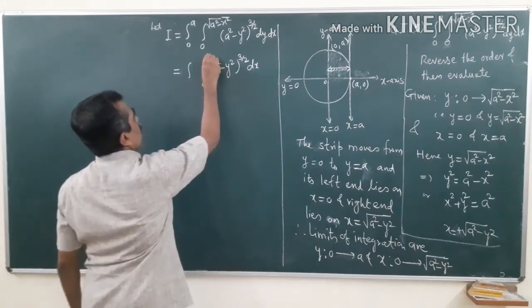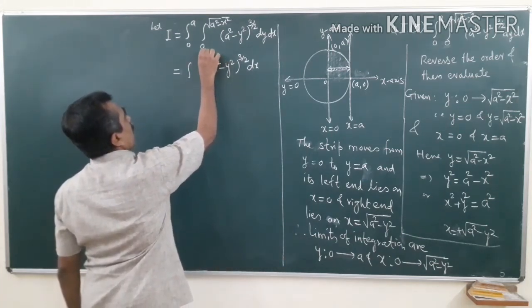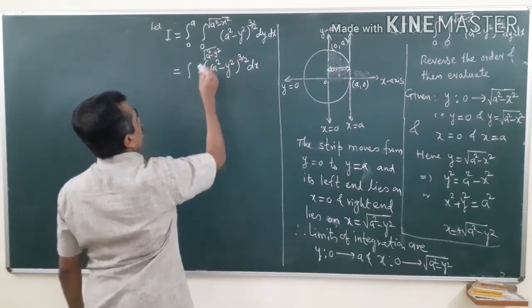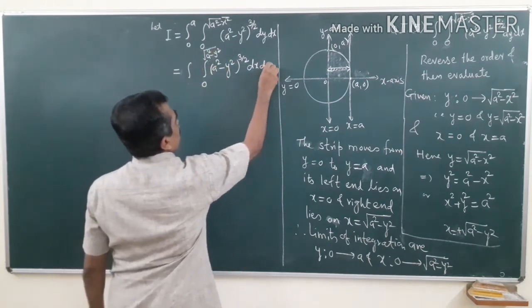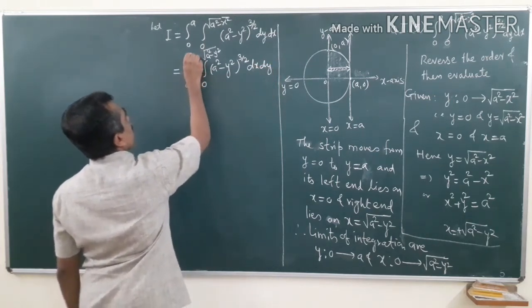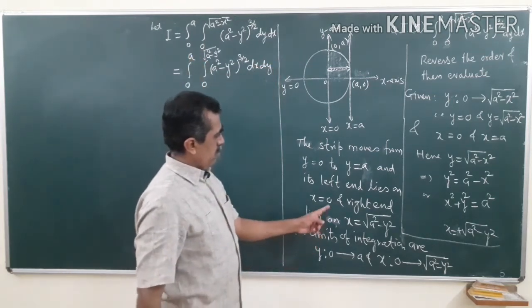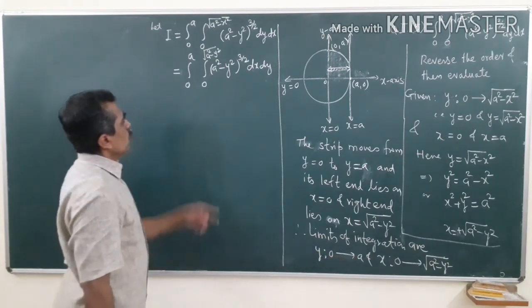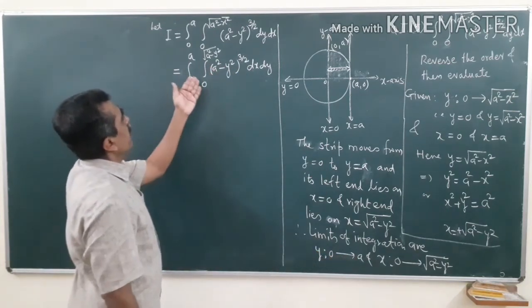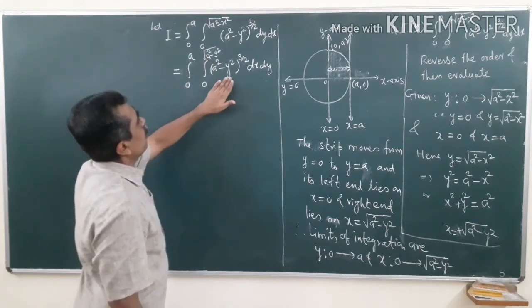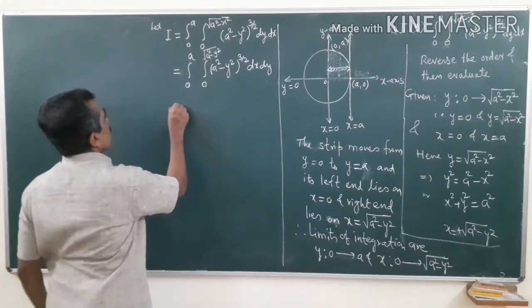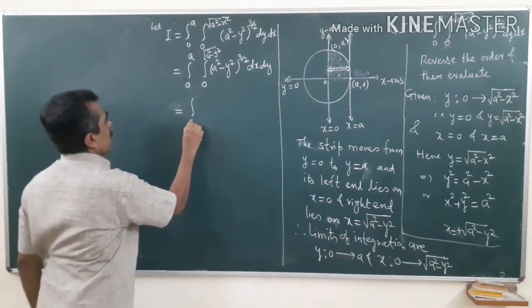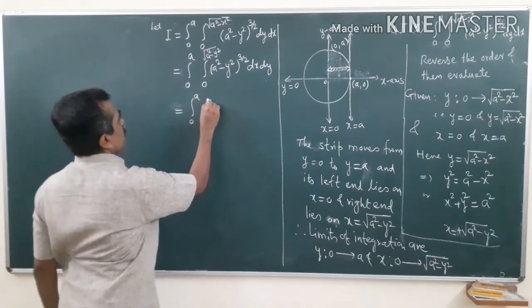x runs from 0 to under root a square minus y square, and the limits of y run from 0 to a. Okay, so these are the limits of y and limits of x. Now evaluate this integral.